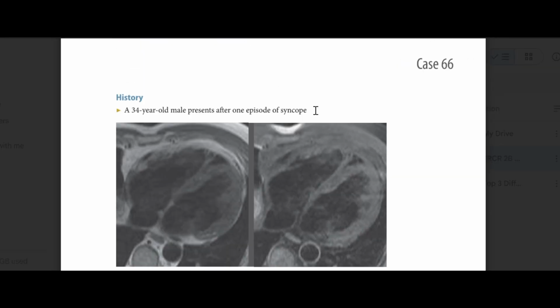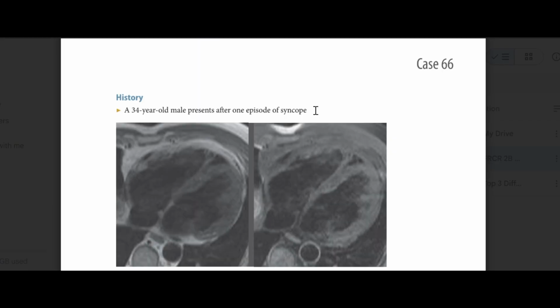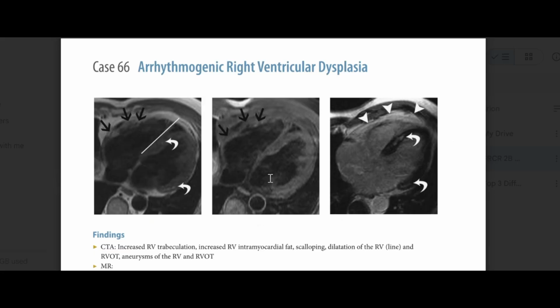Let's start talking about two common causes of arrhythmia. This is the first one: arrhythmogenic right ventricular dysplasia.